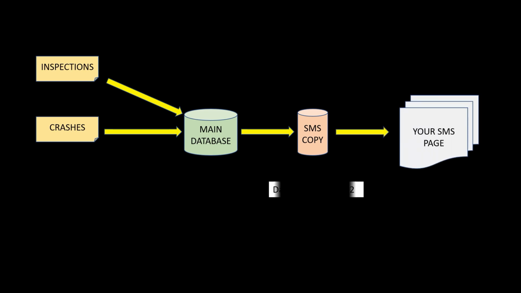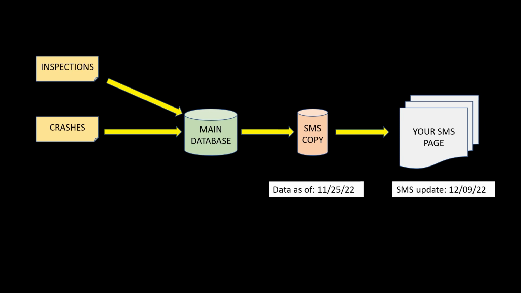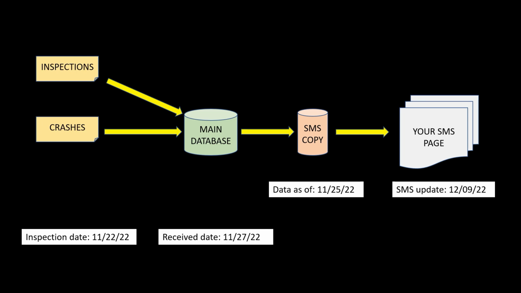For example, SMS took a copy of the data on November 25th, and the SMS website got updated on December 9th. One thing to know and remember here is that it's not really going to go by the date of the inspections. The copy is going to include only those records that were received by the cutoff date. So if you have an inspection on November 22nd, but the main database did not receive it until the 27th, then that inspection didn't make the data cutoff date of 11/25. That record will not show up at SMS until the following month. Keep in mind, if you're looking for good, clean inspections that you know there should have been but are not there, most likely they did not make the cutoff date.